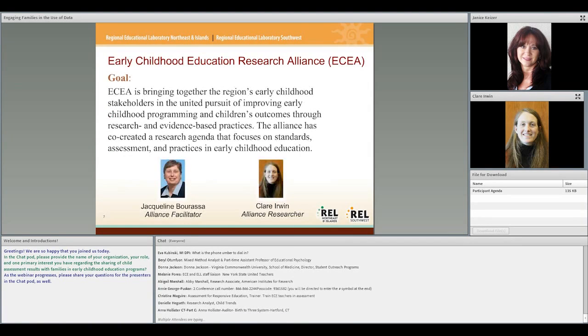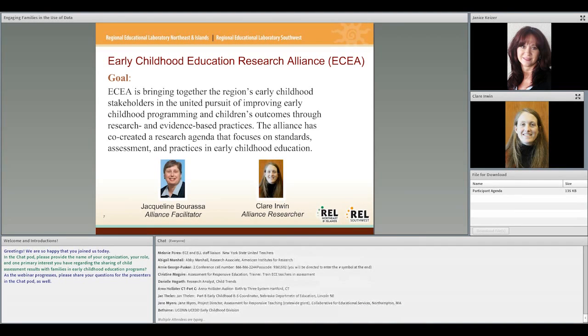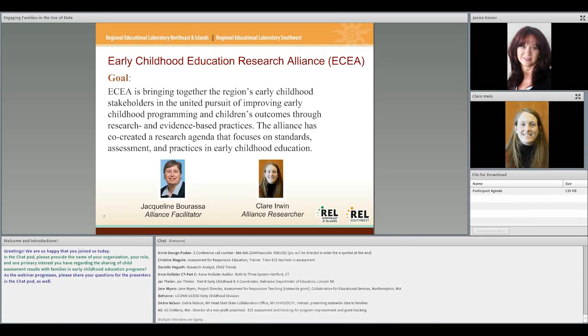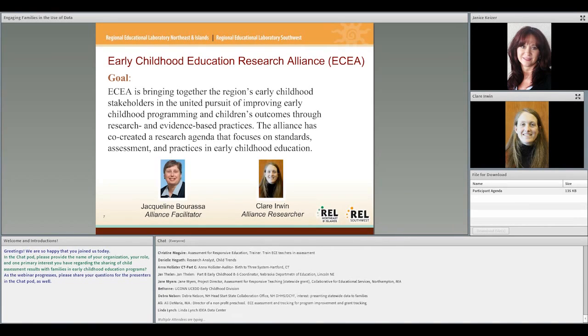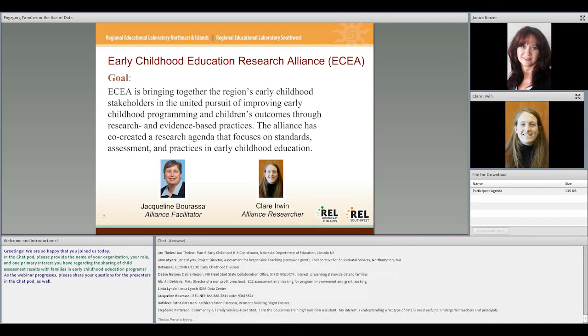So the Early Childhood Education Research Alliance, or ECEA, at REL Northeast and Islands is comprised of state-level early educators and policymakers across New England, New York, and the U.S. Virgin Islands who have come together to improve early childhood programming and child outcomes through the use of research and data. The three broad areas of interest to our members include early learning standards, assessment, and practice. Through our research agenda setting process, a question specific to today's webinar was created. What are the strategies used to engage families in the child assessment process? So this webinar is one way to address issues that are facing our states and jurisdictions, and in particular this research question.